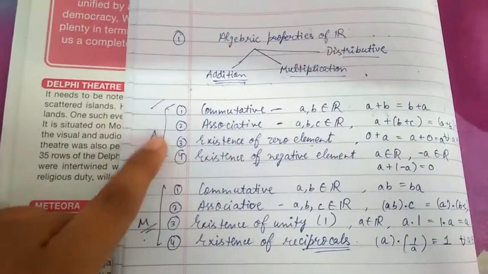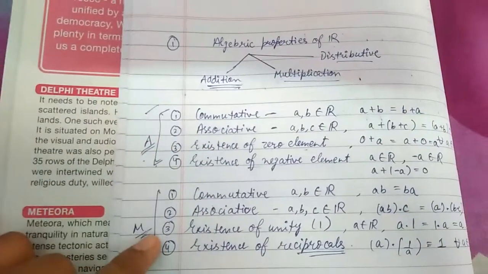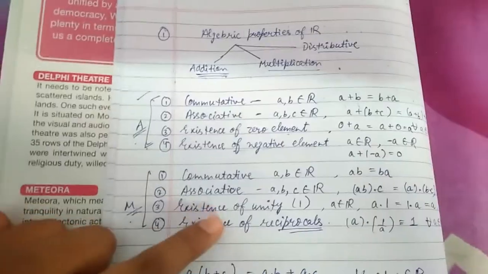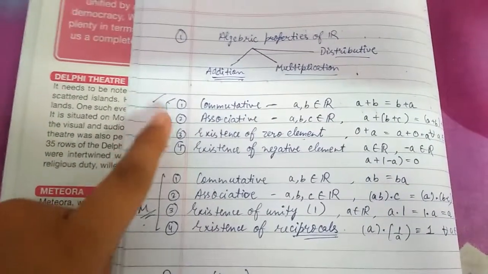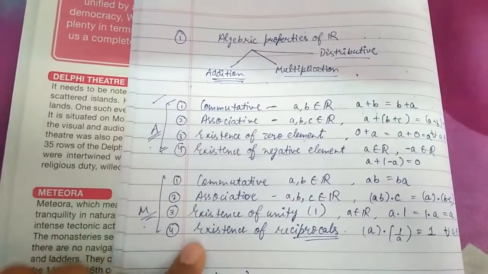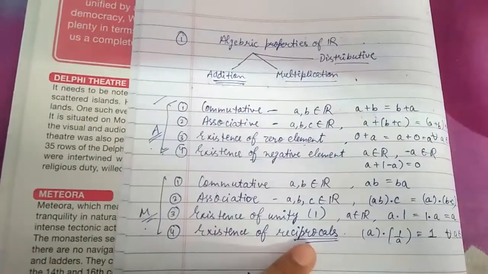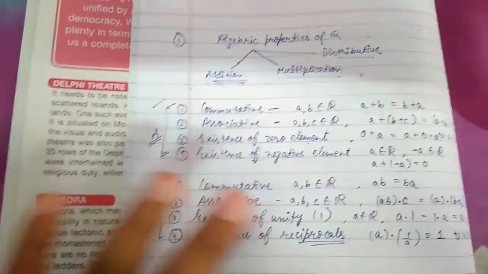In the additive, the third property is the existence of the zero element, and in the multiplicative it is the existence of unity, that is 1. The fourth property of the additive is the existence of the negative element, and in the multiplicative it is the existence of reciprocals. So let me tell you what exactly they mean.